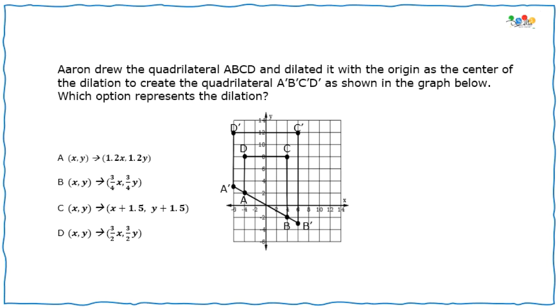Aaron drew the quadrilateral ABCD and dilated with the origin as the center of dilation to create the quadrilateral A', B', C', D' as shown in the graph below. Which option represents the dilation?